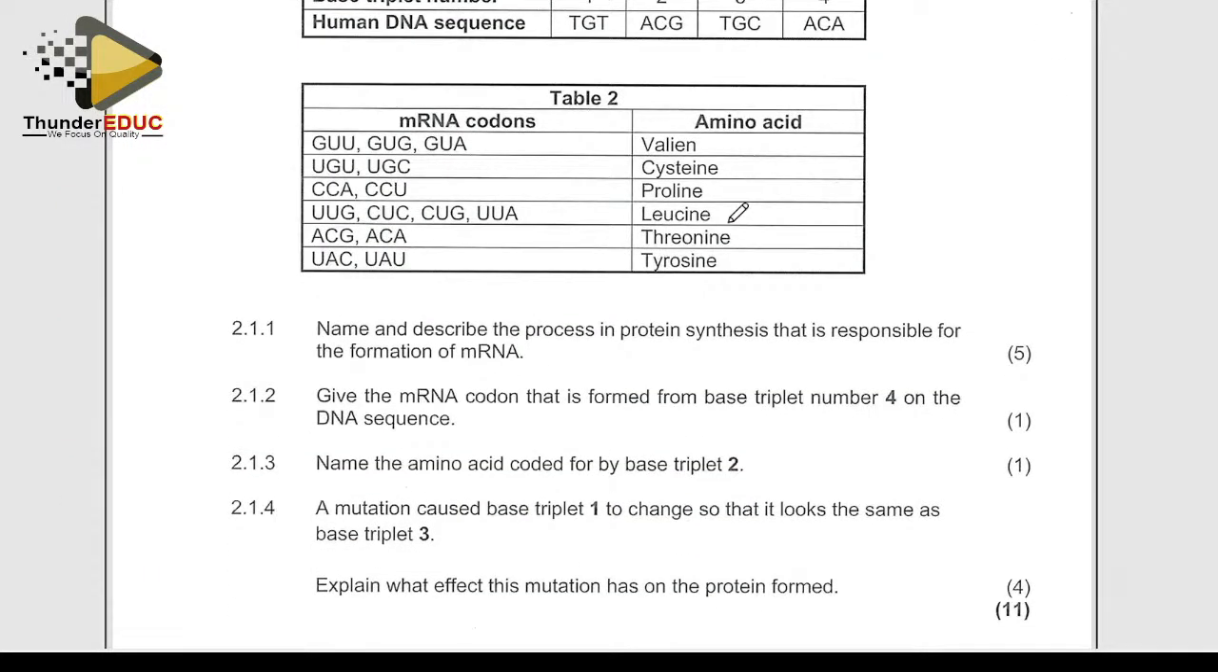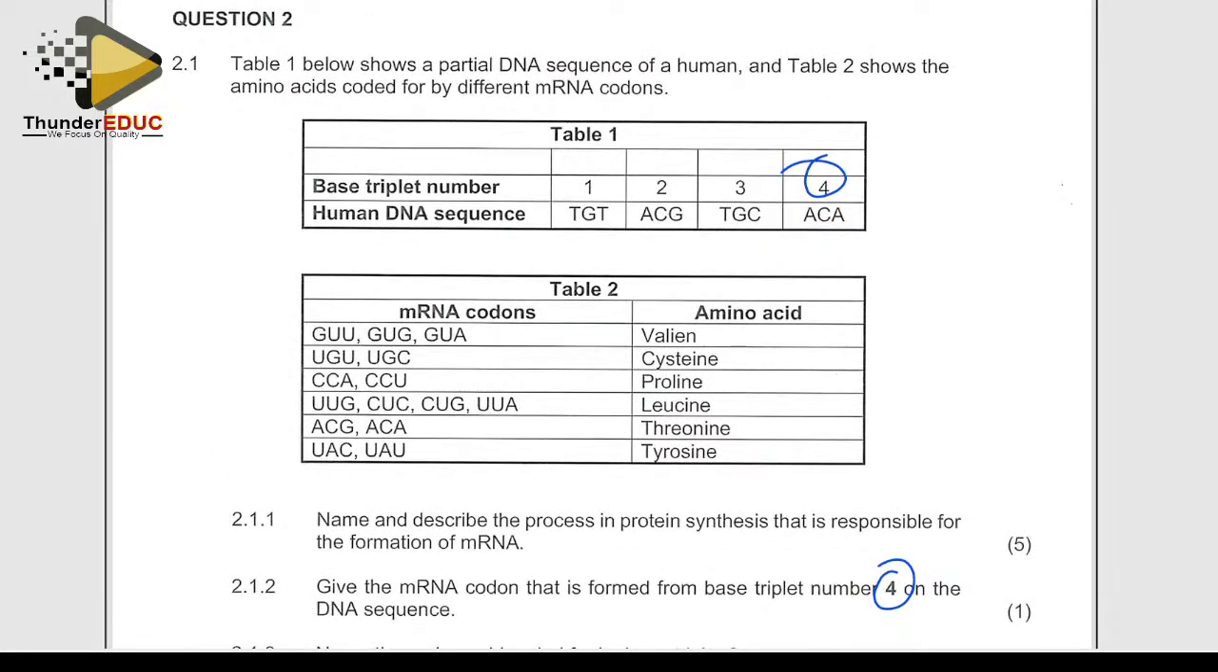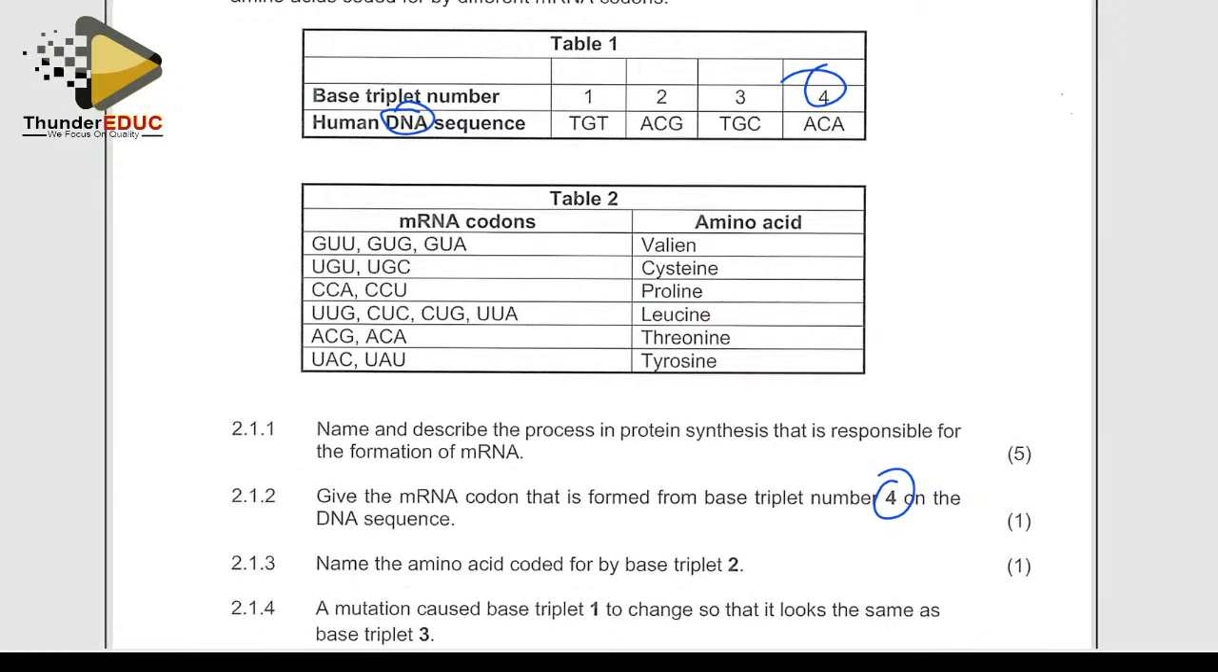All right, give the messenger RNA codon that is formed from base triplet number 4. I come here and look for base triplet number 4. Because this is DNA, the messenger is going to be U G U. So here is going to be G U U.